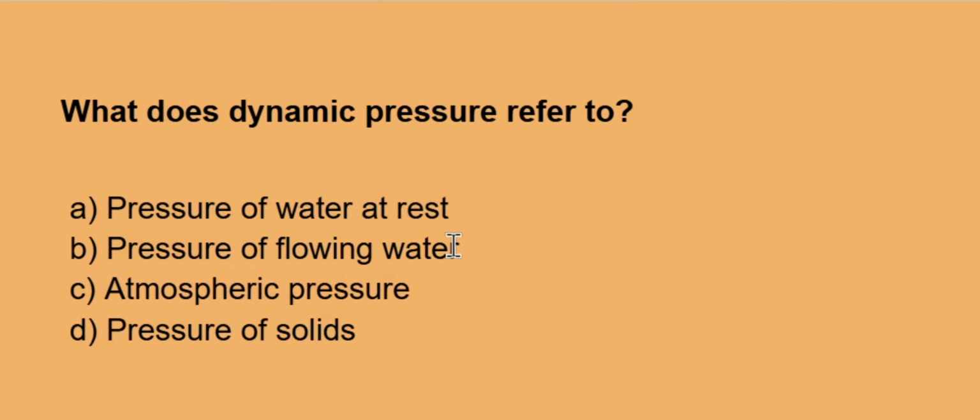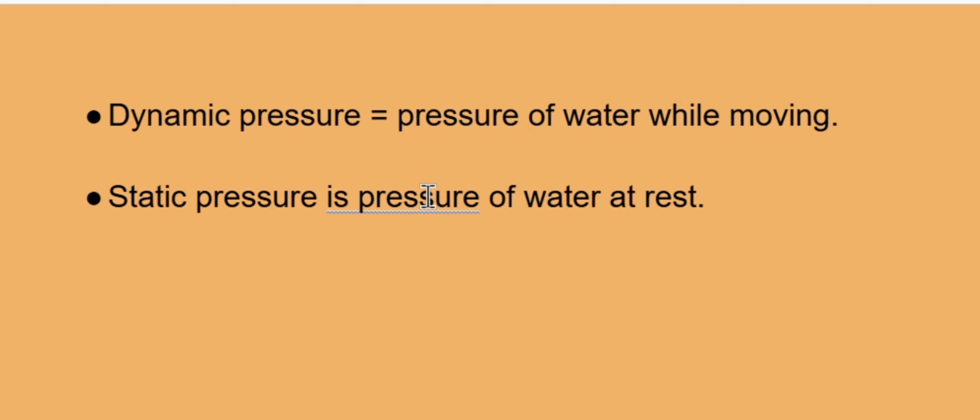Okay, question: what does dynamic pressure refer to? A, pressure of water at rest. B, pressure of flowing water. C, atmospheric pressure. Or D, pressure of solids. The correct answer is B, pressure of flowing water. The word dynamic just means moving. If something is dynamic, it's moving, right? So it's going to be the pressure of flowing water.